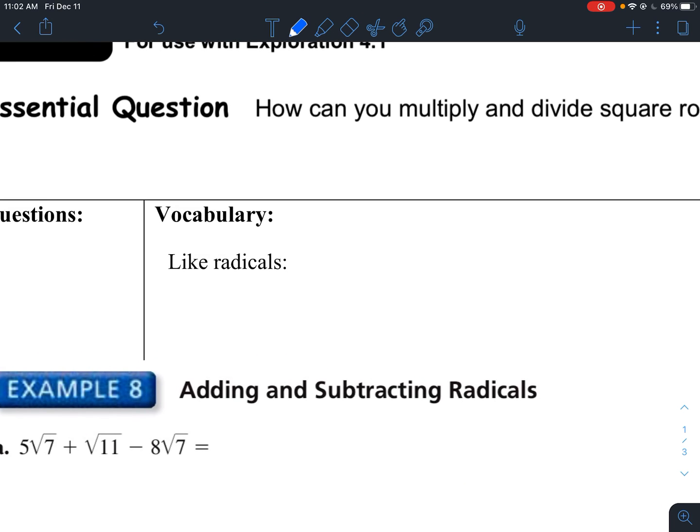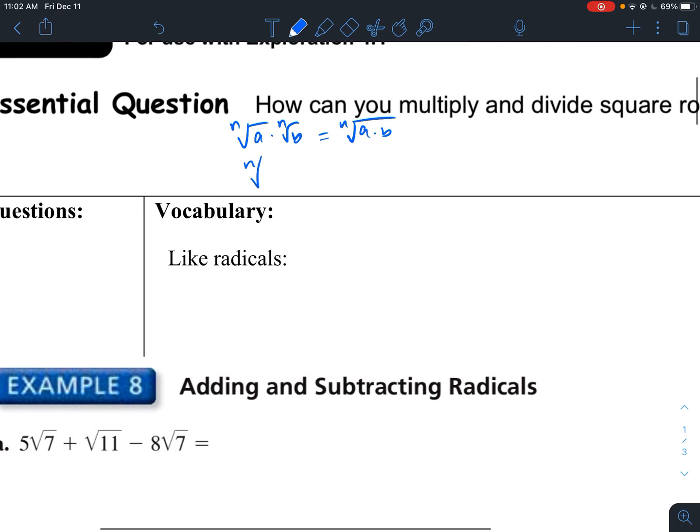For multiplication, there is a product property where you could take the square root of a times the square root of b, or more generally, the nth root of a and the nth root of b, and this is equivalent to the nth root of a times b. Or you could take the nth root of a divided by b, which is equal to the nth root of a divided by the nth root of b. Whenever you do this, you can just split it up.